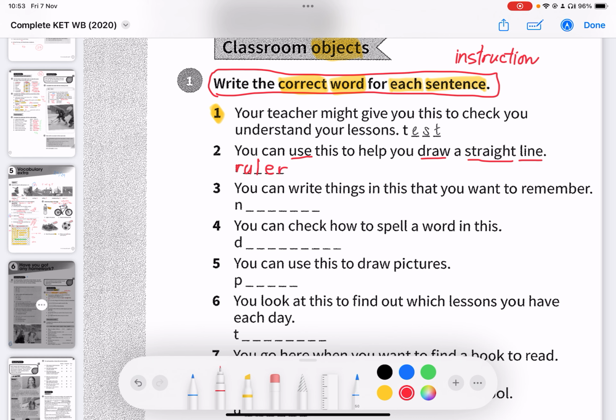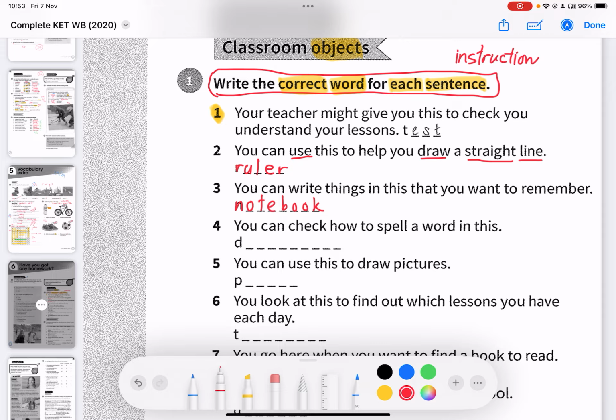Good job. Now, number 3. You can write things in this that you want to remember. If you want to remember, nhớ, something, you can write them in this. What is that? It starts with N. Yes, you're very good. But how do you spell notebook? Yeah, it is note and book. So we've got note, chú ý, N-O-T-E, and book. You know this already. B-O-O-K. Yeah, right.